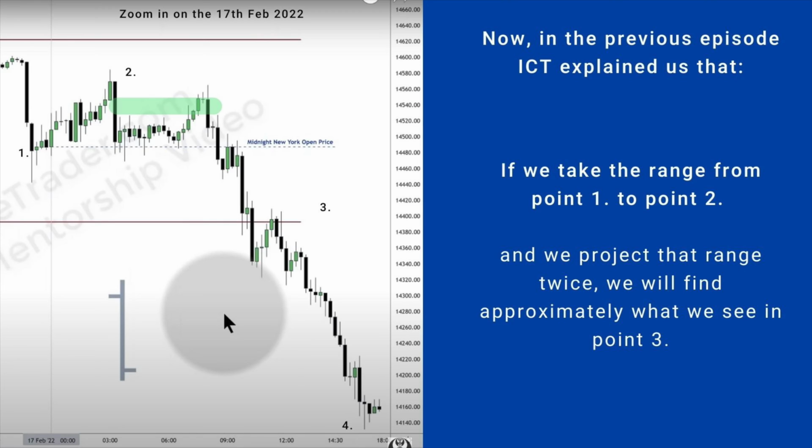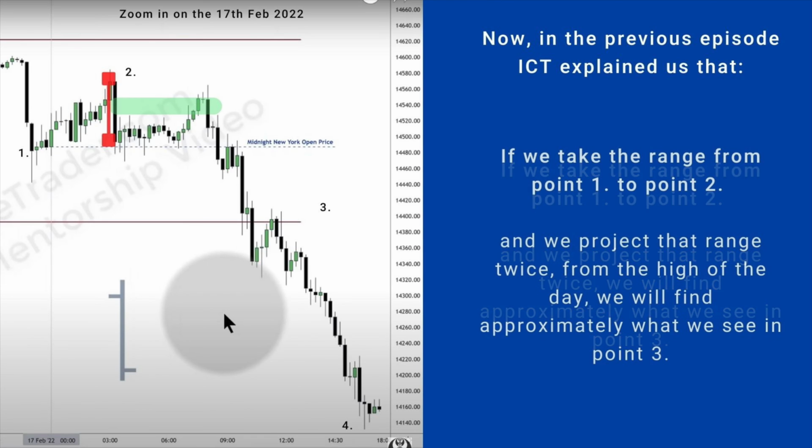So let me show it to you actually with colors. If we take the range from point 1 to point 2, which you can see here in red, right? And we project that range twice, so that measure twice from the high of that day, let me do it, 1 and 2, we're gonna find approximately, but quite precisely, what we see in point 3.